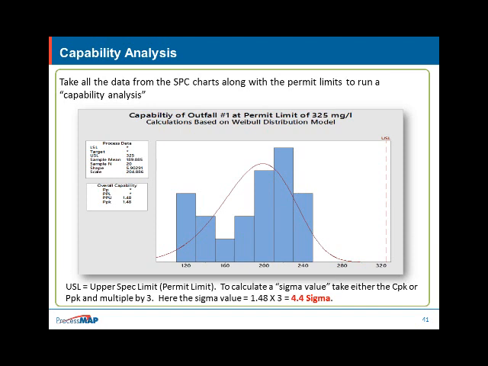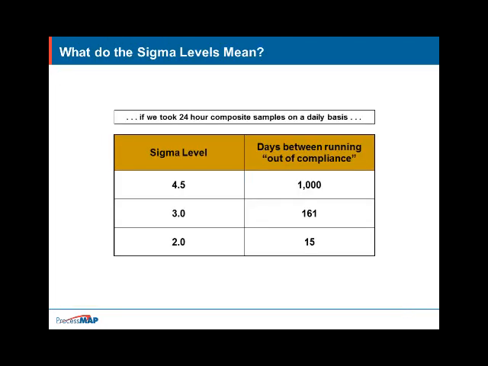So to calculate a sigma level, we either take the CPK or the PPK that's generated up here. We see it's 1.48, and we just multiply it by 3. So here you see that this operation runs at about a 4.4 sigma. And now you're sitting back and you're saying, okay, Dean, that's good and great. What does 4.4 sigma mean? I'm glad you asked the question.